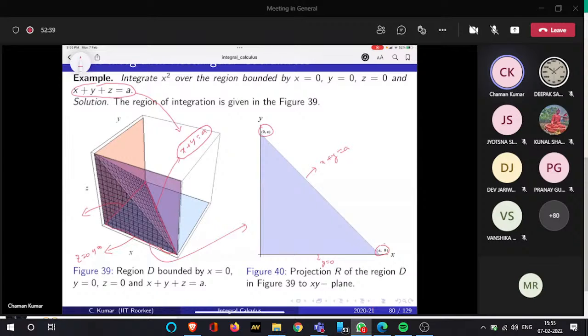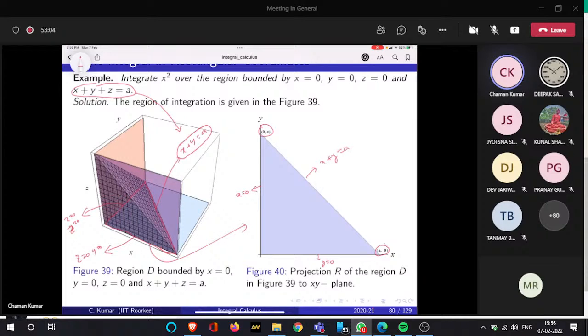This will be x equal to 0 and y equal to 0. In the xy plane, this is z equal to 0 and x equal to 0. So this is x equal to 0 in the xy plane. So you have this triangle.